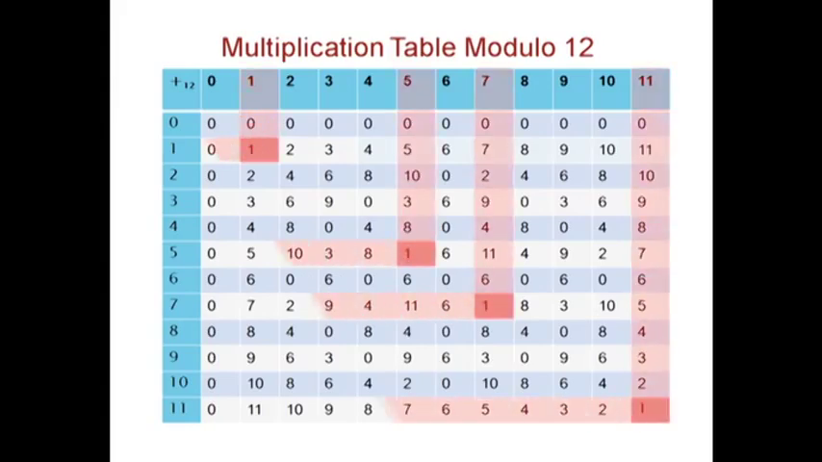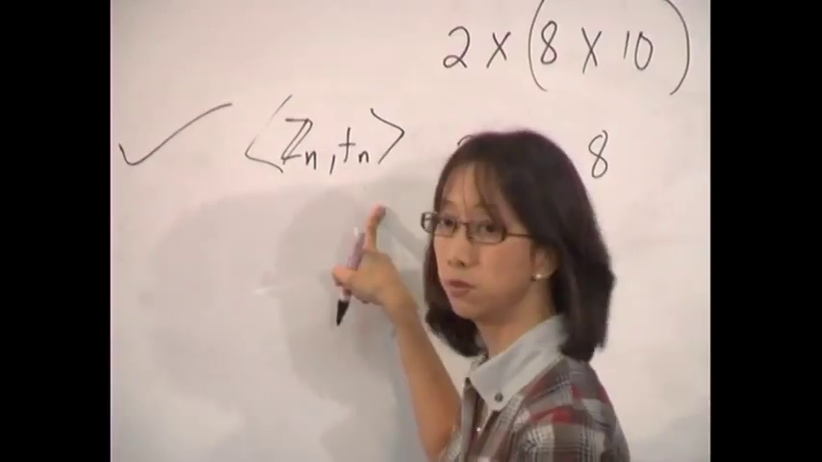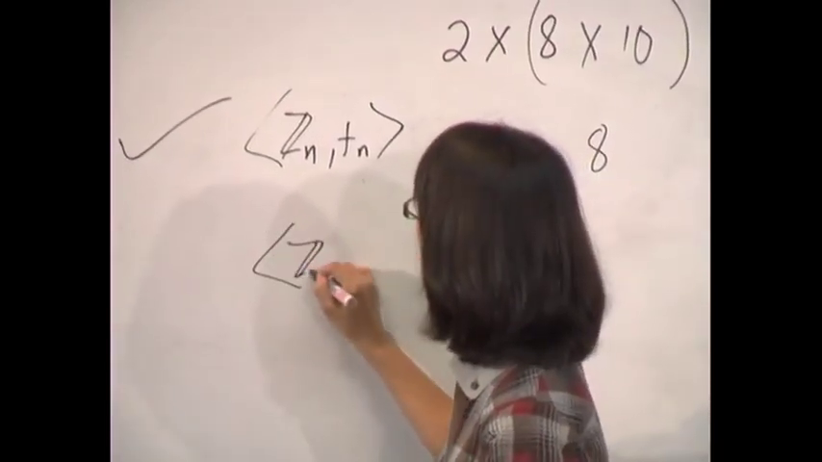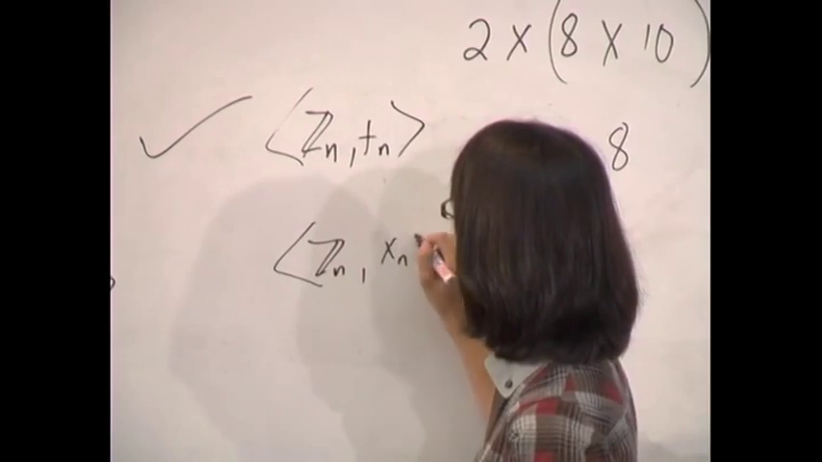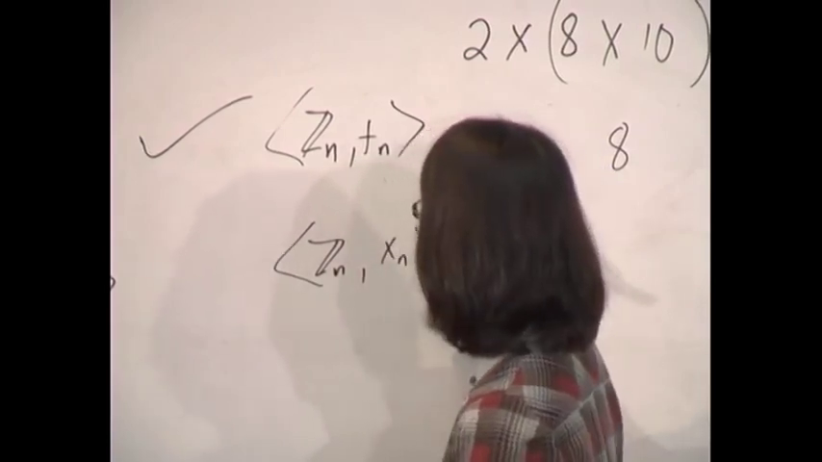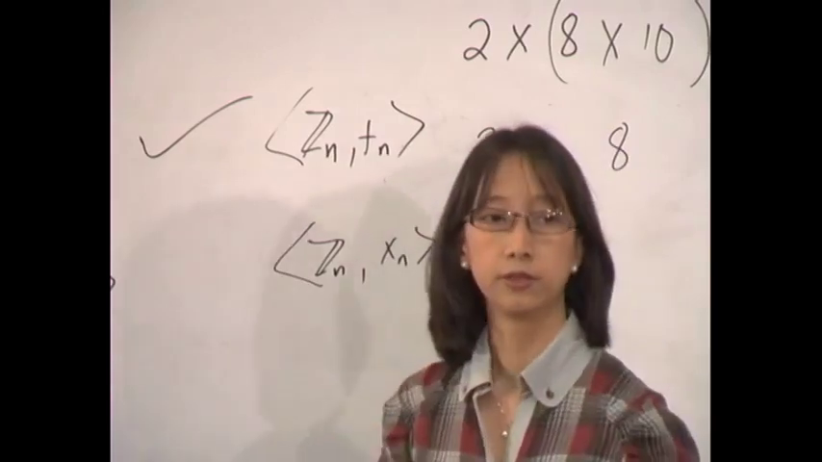1, 5, 7, and 11. So, is this a group? No. It may be commutative, but it's not a group. Actually, if we generalize that, Zn with addition modulo n is a group, but Zn under multiplication modulo n does not form a group.